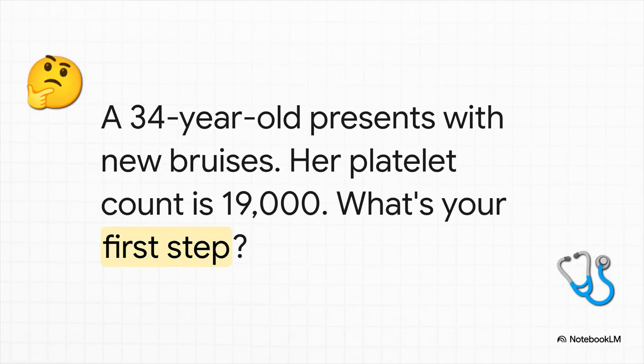Okay, picture this. You're in clinic or the ER. A 34-year-old, totally healthy otherwise, comes in with some new bruises. The labs pop up and you see it, a platelet count of 19,000. Yikes. This is a classic bread and butter scenario, and what you do next is absolutely critical. So we're going to build your approach from the ground up, starting right here.